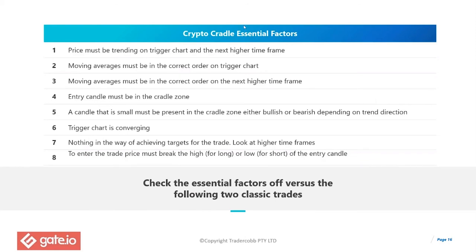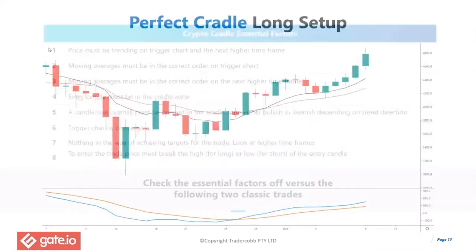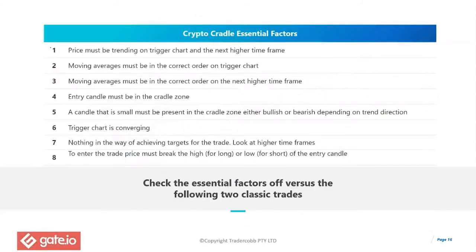Sorry, I'm going to draw now. Rule number one, trend. Rule number two, trigger chart, moving averages in the correct order. In an uptrend, that's a 10 period above the 20. In a downtrend, that's a 20 above the 10. Moving averages must also be in that correct order on the next higher time frame.